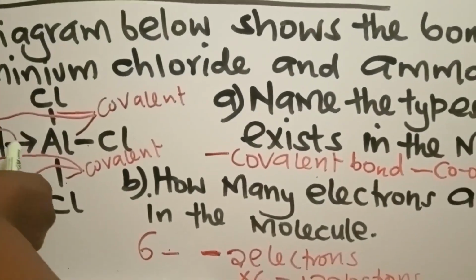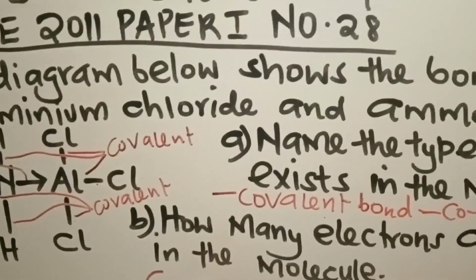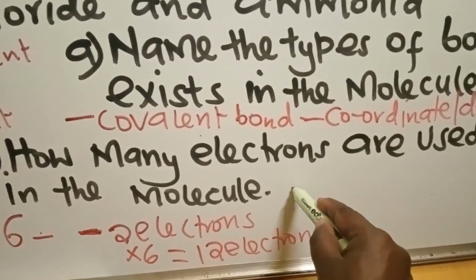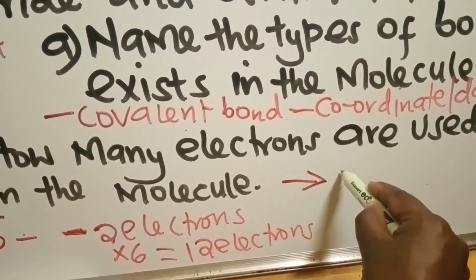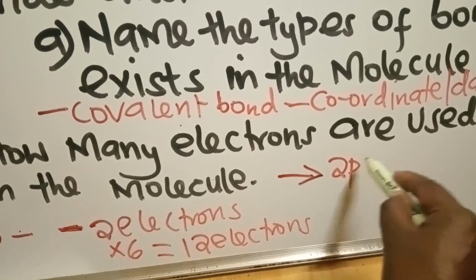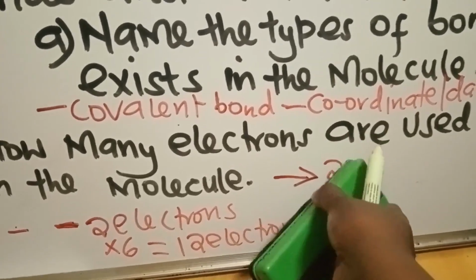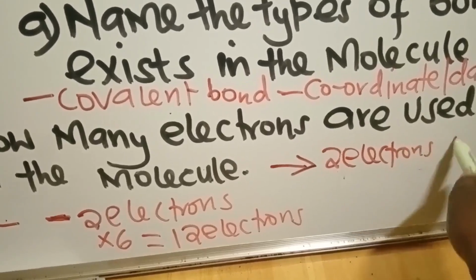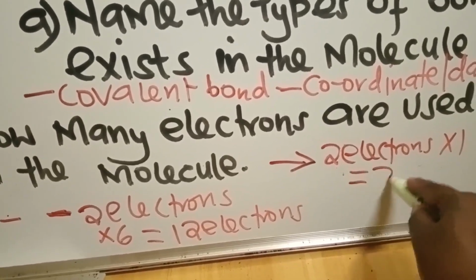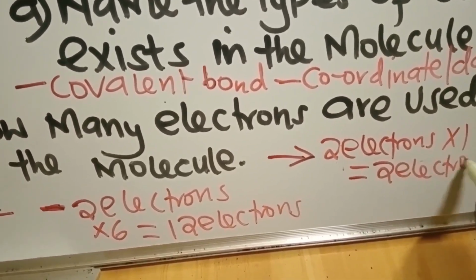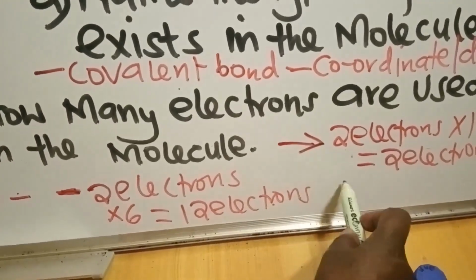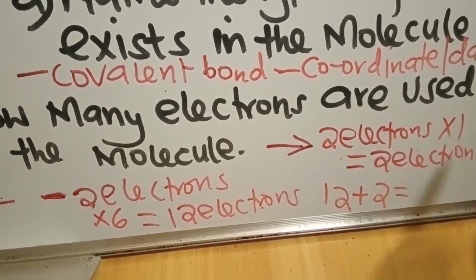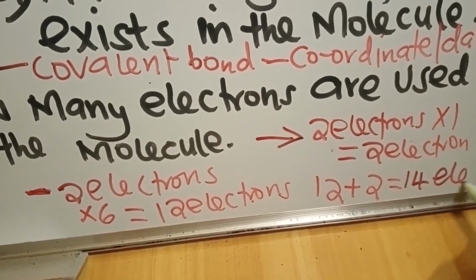Then we have one more where we have an arrow, and an arrow, I said, represents a coordinate bond or a dative bond. Now that we only have one single arrow still representing two electrons, it is only one arrow, so that is a total of two electrons from the dative bond. Then we combine these two: 12 from the covalent bonds plus the 2 from the dative bond, a total of 14 electrons.